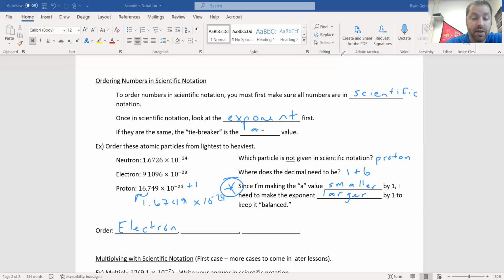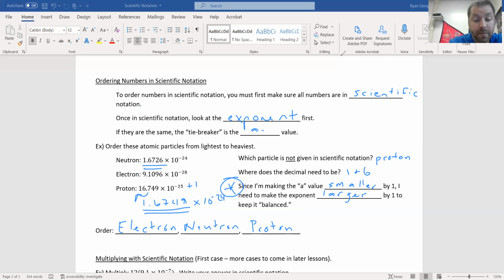Now I need to look at the other two. They both have an exponent of -24. They're tied, meaning I need to look at the A value. Whichever A value is smaller is the next heaviest. Or whichever one's larger is the heaviest. That's another way of looking at it. So 1.67, so far they're tied. 1.672, 1.674. The neutron is lighter than the proton. The proton is the heaviest.